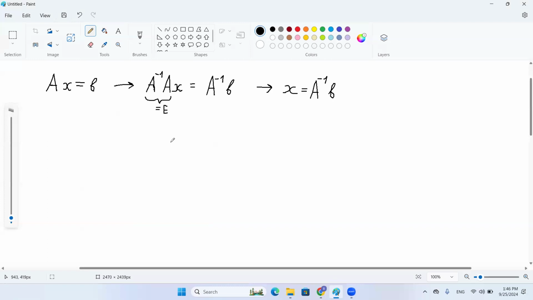By the way, again, a question for you. In which cases can this method be used? For any system or not? Maybe there are some cases where we can't find the inverse matrix. Question for Alexander. Any ideas? Do you remember?